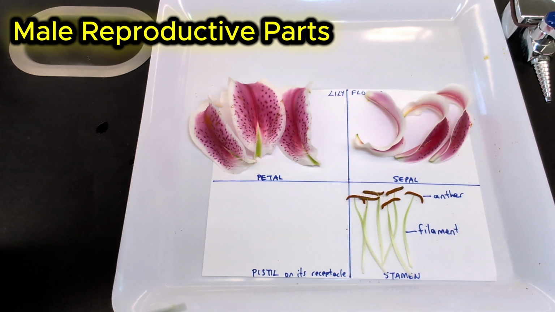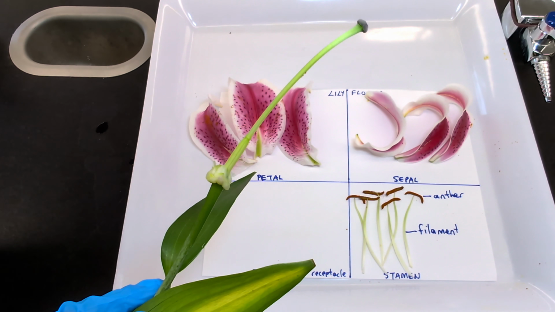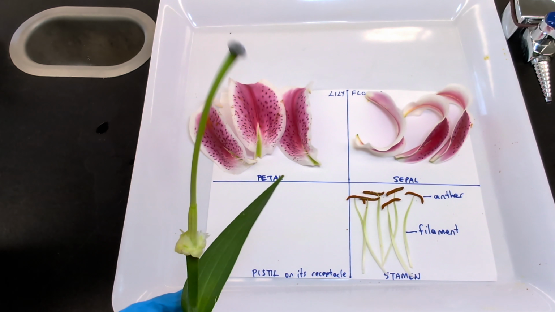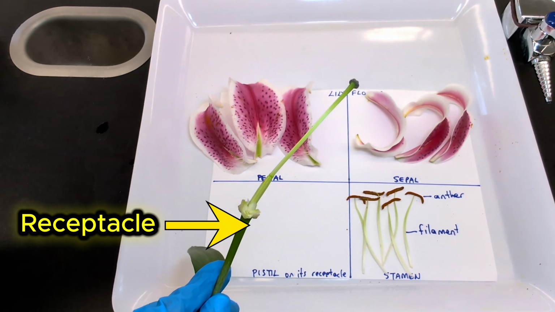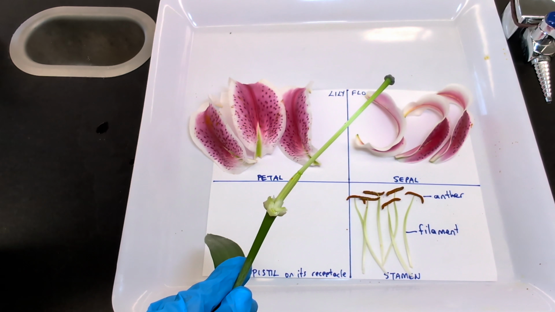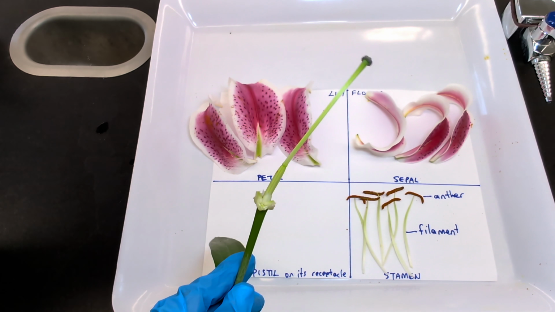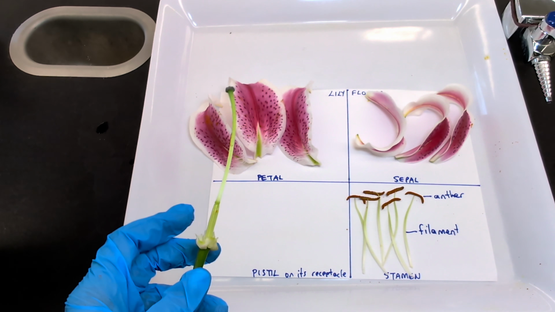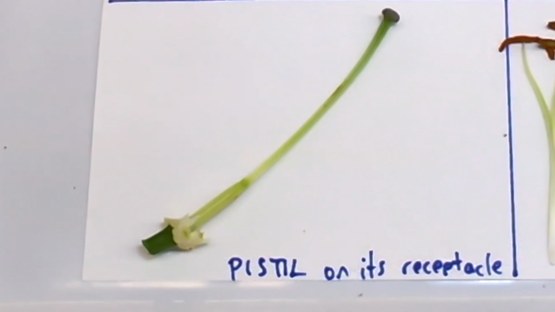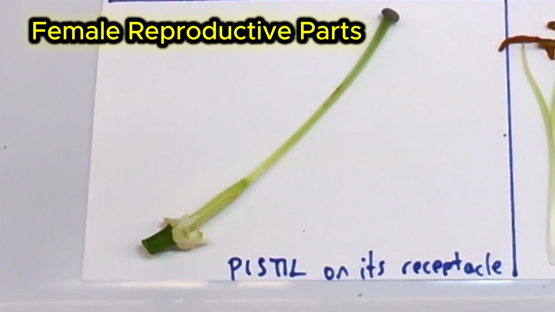That's the pollen. Now, before we look at the female reproductive parts, we are going to look at how the pistil is attached to the receptacle. The receptacle is the base of the flower. It is a part at the top of the stem where all the floral organs attach. That is the petals, stamens, and the pistil. Now, using your scalpel or knife, cut around this location to show the pistil on its receptacle.